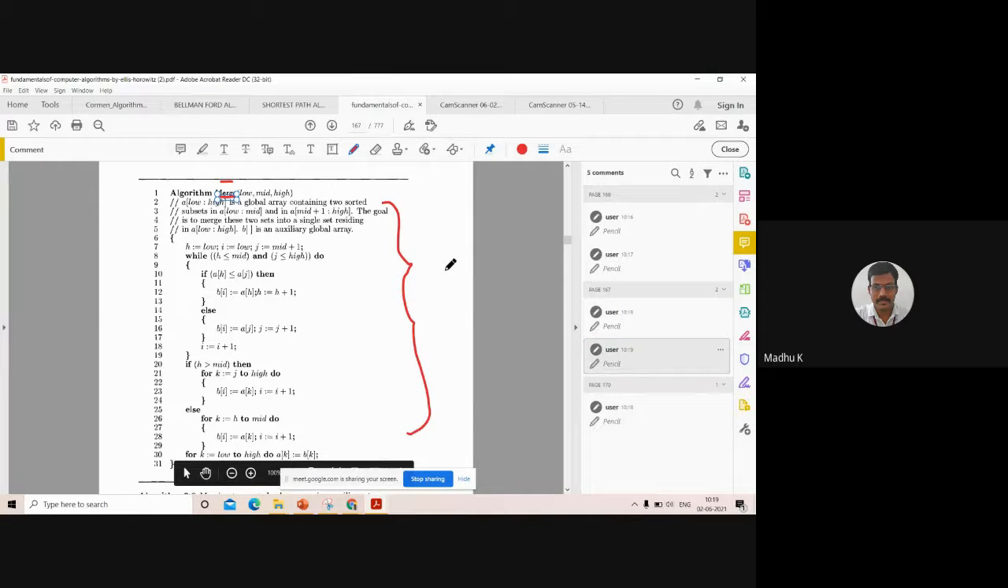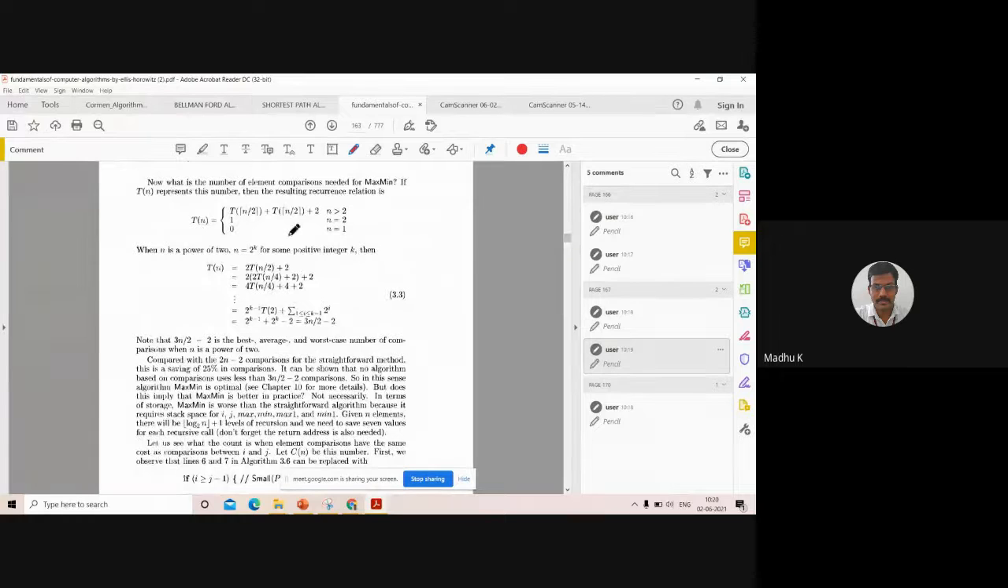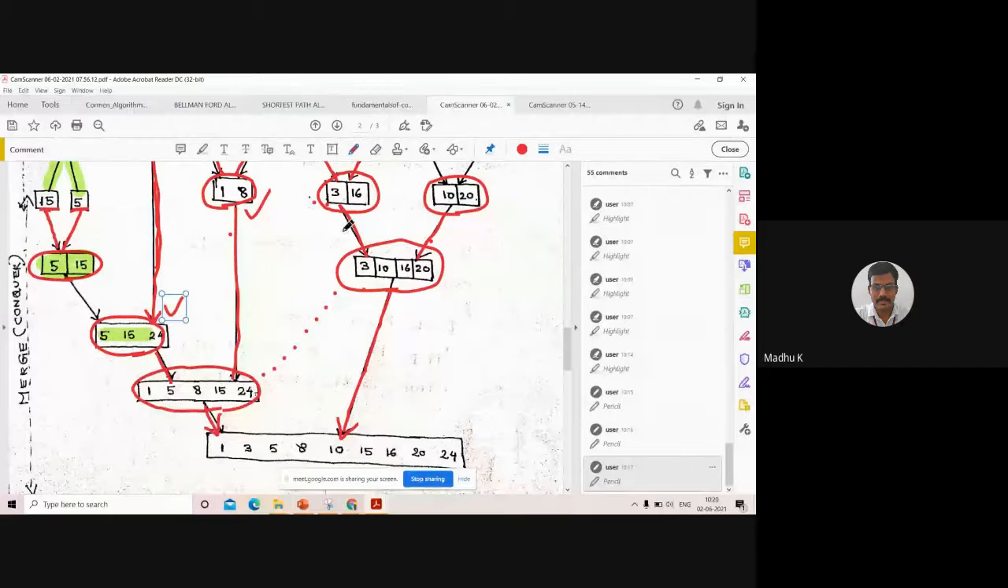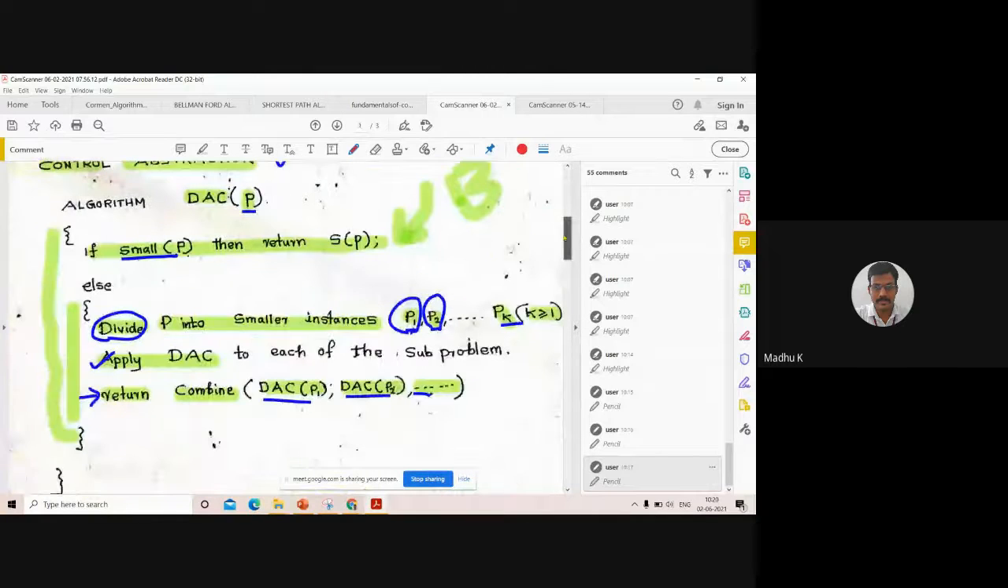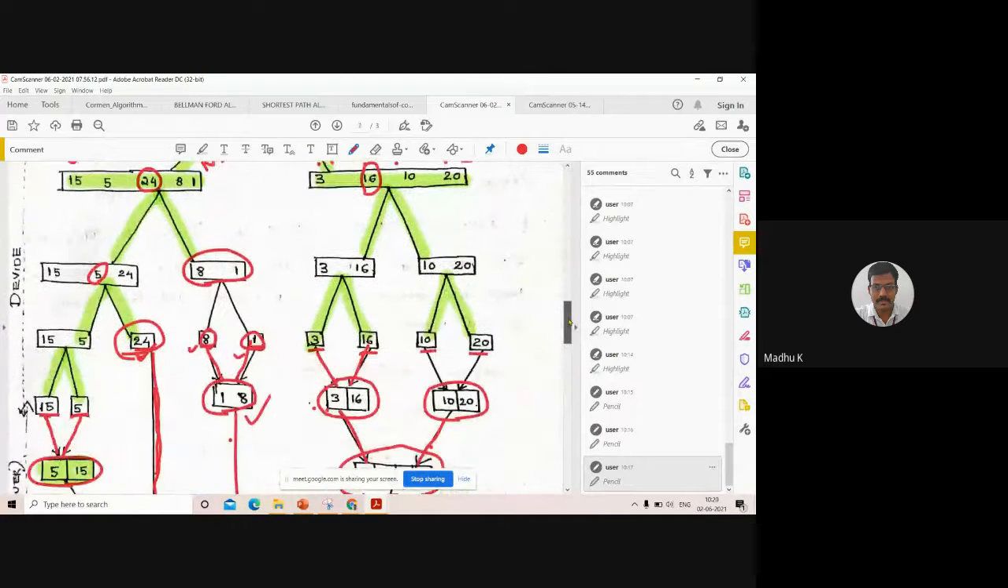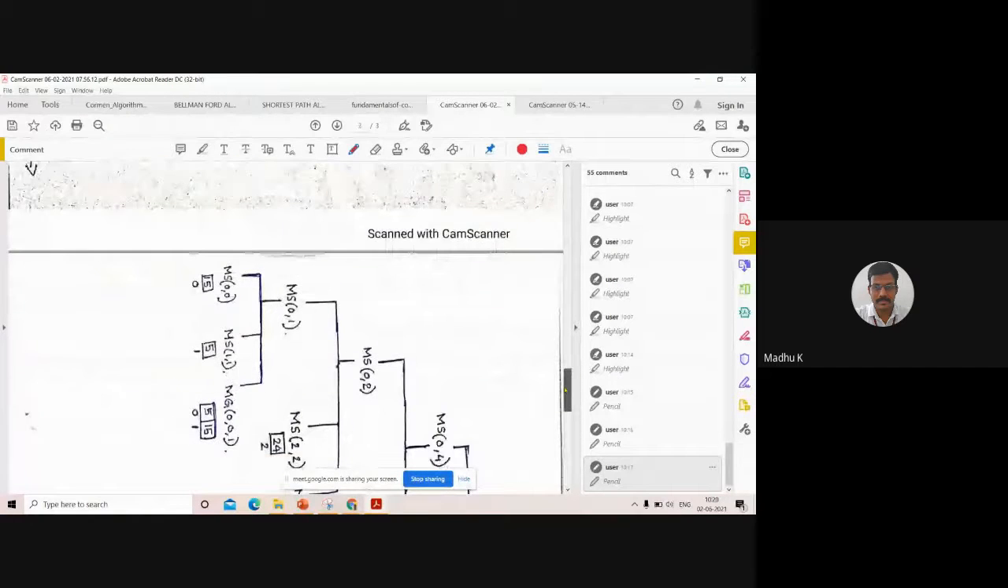The working of this algorithm and the other algorithm, we can discuss in the next class. This is about the divide and conquer approach. Now we are doing merge sort. We can discuss the remaining portions in the next class.